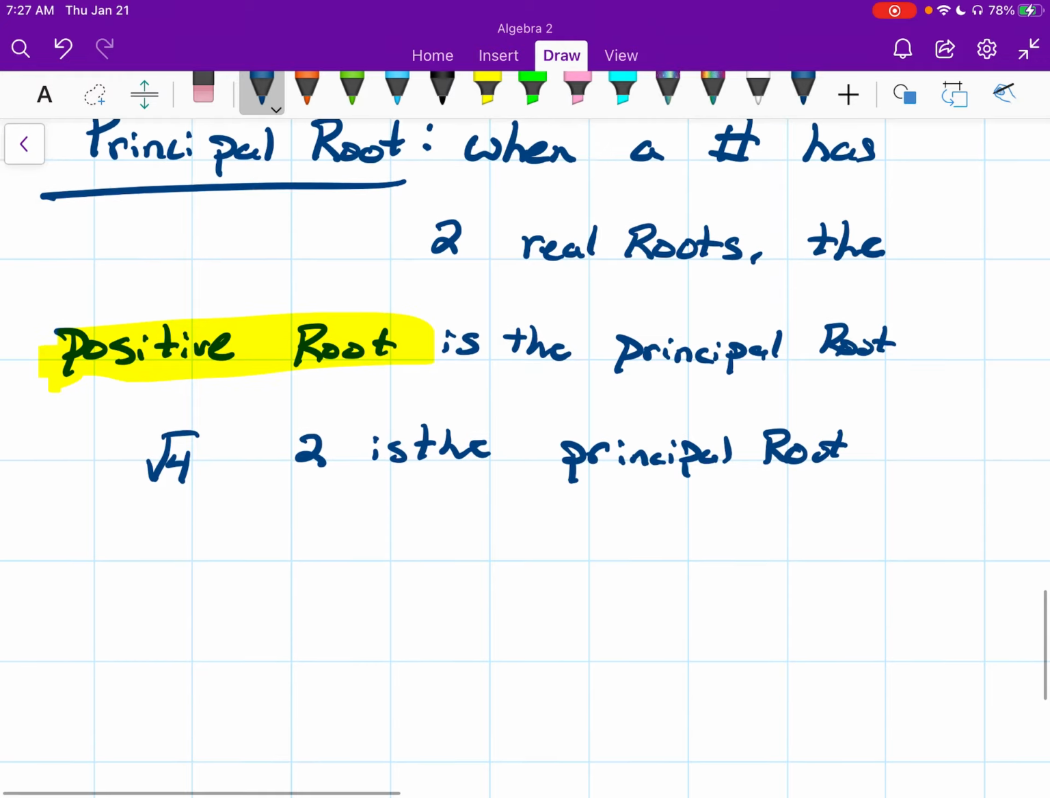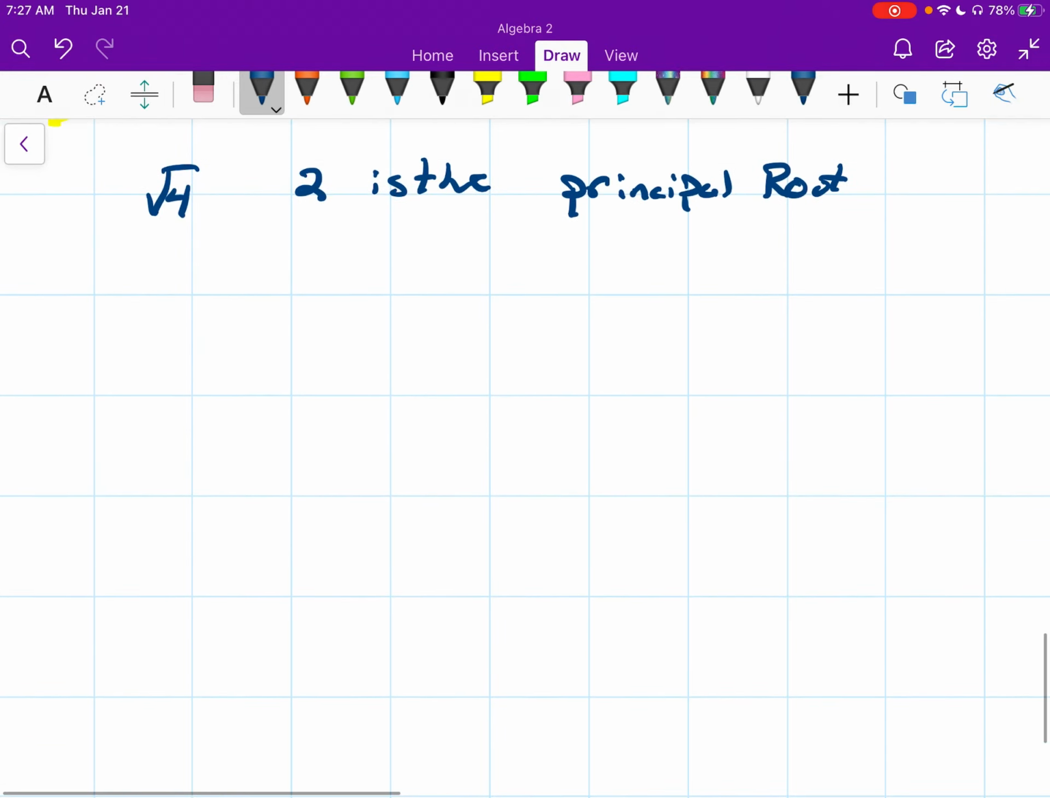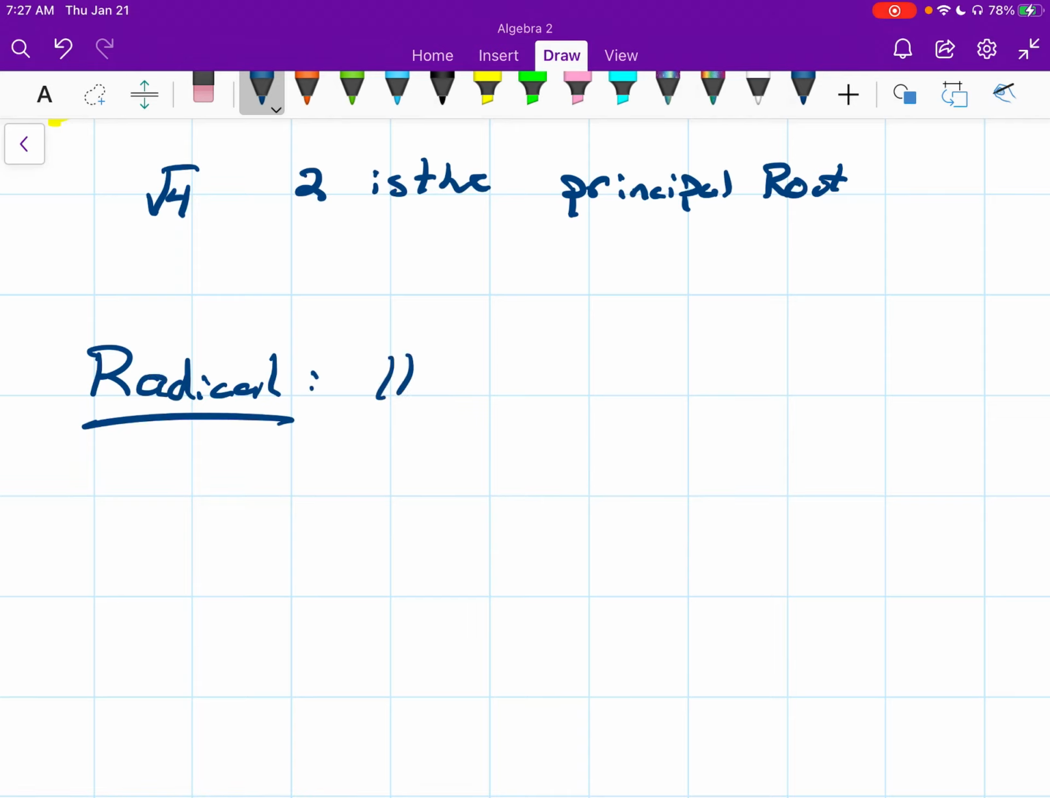All right. We have a couple more definitions. The radical. That is the number under the root, or you could write it like that. The number that's under there is the radical, right? So in my example up there with the square root of 4, 4 is the radical.